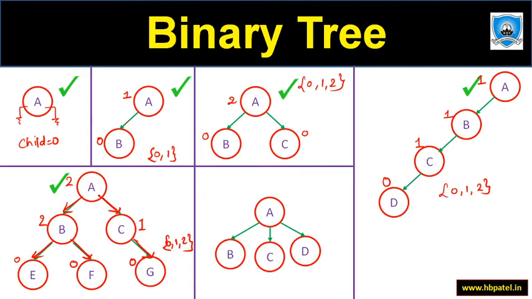What about this now? Let us count. Sorry, for A it is 3, and for B, C and D it is 0. So now this is exceeding 2. So this is not a binary tree.